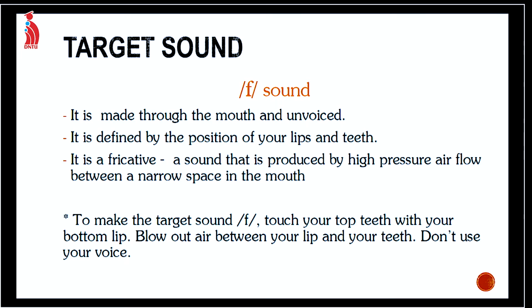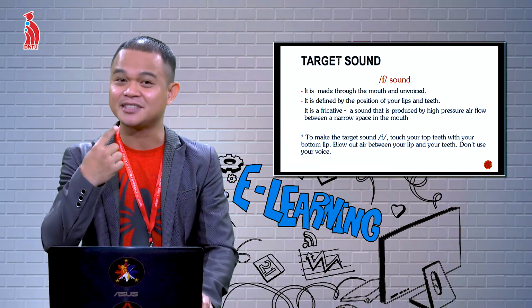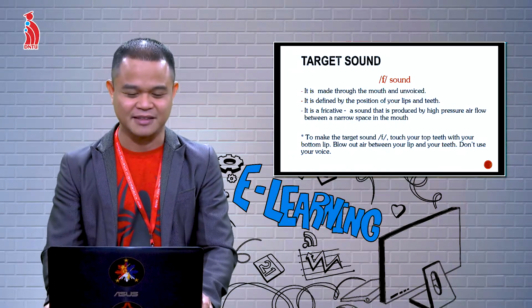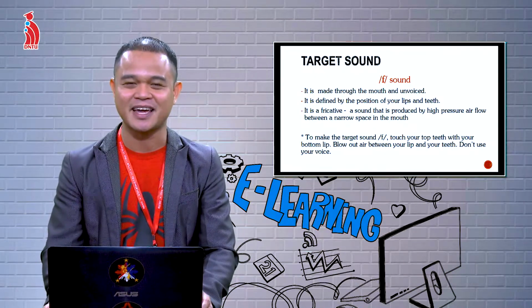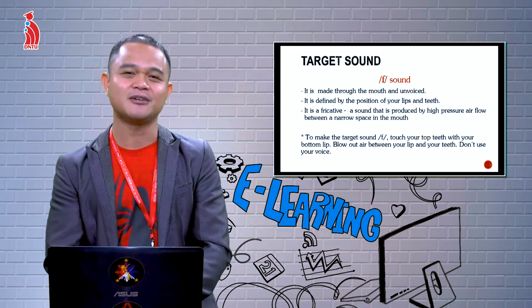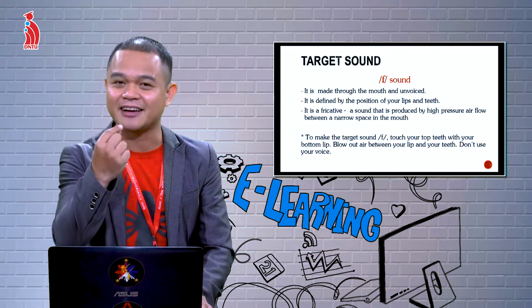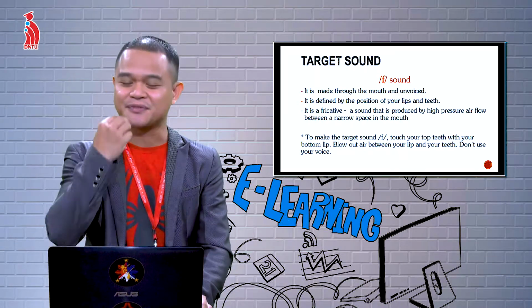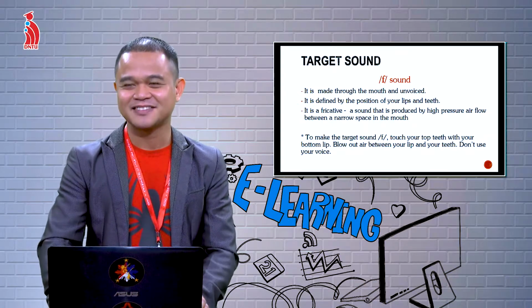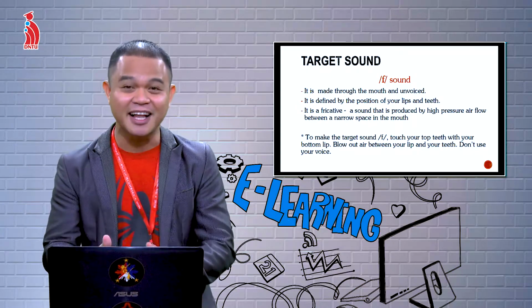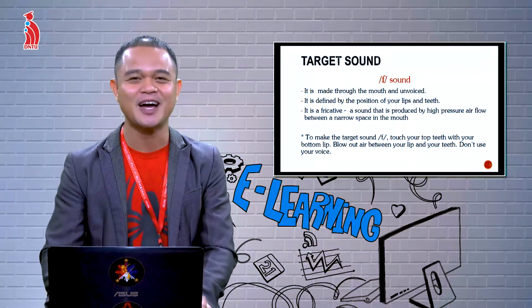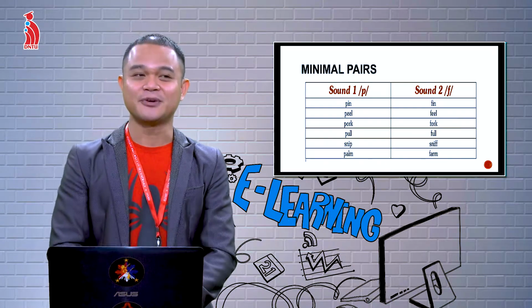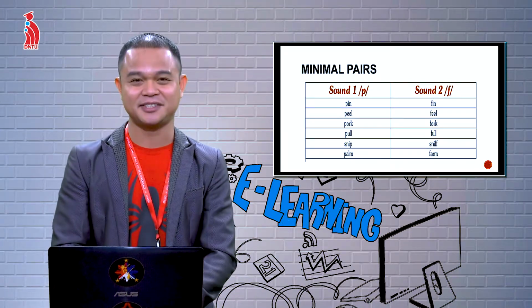So to make the target sound F, touch your top teeth with your bottom lip. Okay, do not use your hands. Of course, you use your bottom lip to touch your upper teeth. Don't use your voice. Let's make it simple. When you pronounce the F sound, there is air coming through between your upper teeth and your lower lip. So it's fricative. Some of you might not have understood well, but we are going to show you how to do it.